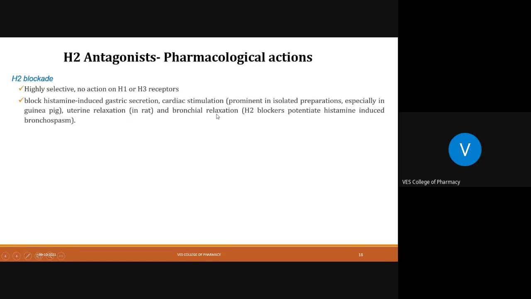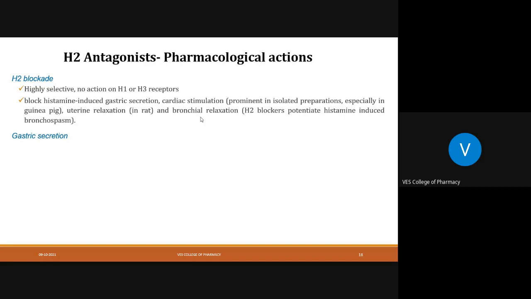bronchial relaxation. And here you can see they also potentiate the histamine induced bronchial spasm. Okay, means they will block these H2 receptors and potentiate the relaxation over here. They will stop the histamine induced bronchospasm. As we know in asthma, histamine is also responsible for the bronchoconstriction. So this blocker will have an effect on this H2 histaminic receptor, which is involved in asthma.